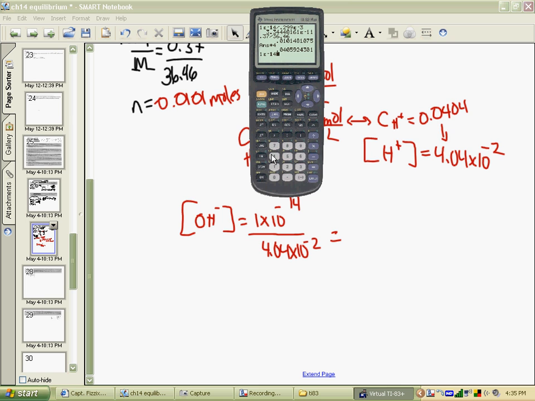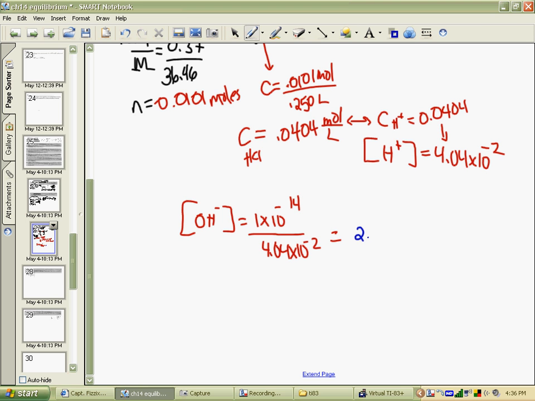Try again. Divide by the answer. Persistence will pay: 2.46 times 10 to the negative 13 moles per liter. Okay, so there's 3 of our questions worked out, and hopefully that helps us out quite a bit.